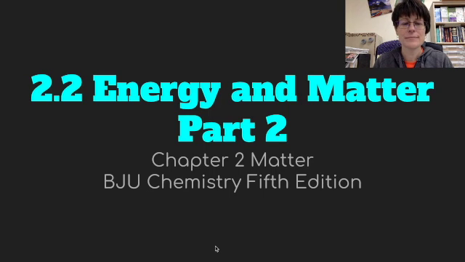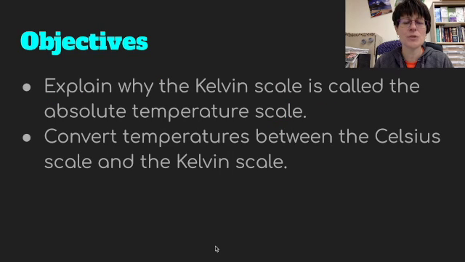So what we're going to cover today is from Section 2.2 Energy and Matter, and this will be Part 2 of that. Our objectives today are to explain why the Kelvin scale is called the absolute temperature scale and to convert temperatures between the Celsius scale and the Kelvin scale.